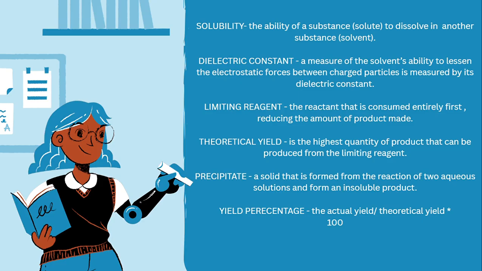A limiting reagent is just a reactant that is consumed entirely first, reducing the amount of product made. The theoretical yield is the highest quantity of product that can be produced from the limiting reagent. And a precipitate is a solid that is formed from the reaction of 2 aqueous solutions, and it forms an insoluble product. The percent yield is the actual yield over the theoretical yield times 100.